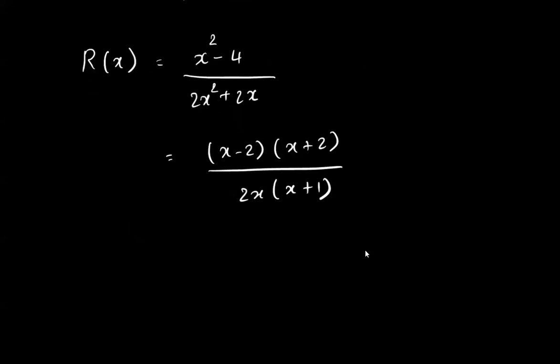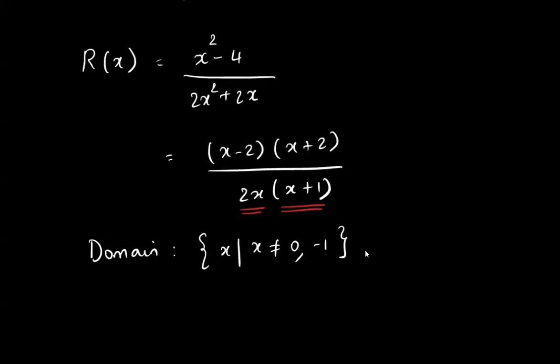Then we write the domain of this rational function. When writing the domain, just focus on the denominator because your only concern is to avoid division by 0. There are two factors in the denominator, this is the first factor, this is the second factor. When you set them each separately equal to 0, the two x values that must be excluded are 0 and -1. So these are the two exclusions in your domain.